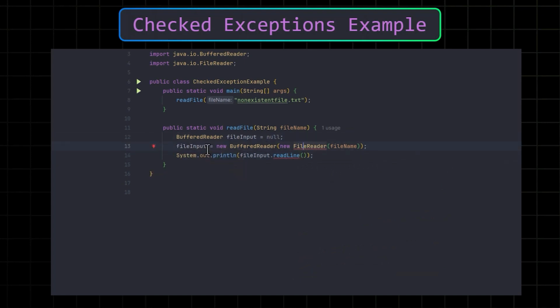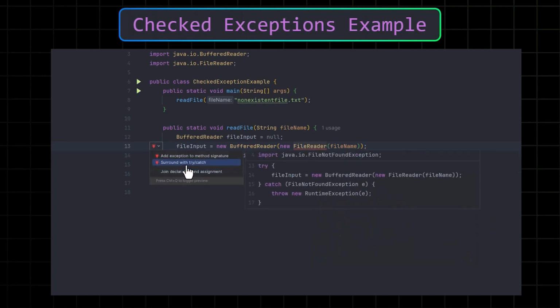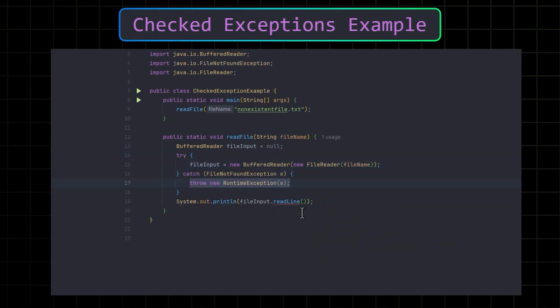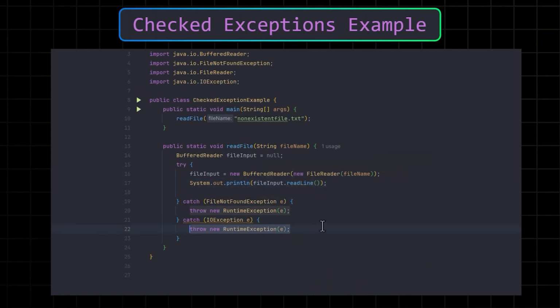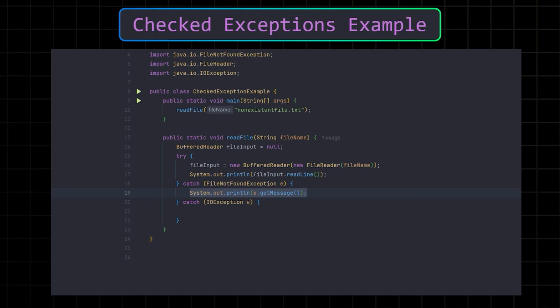So first let's try to handle the file not found exception. So we can just surround with try catch, and let's also put this line inside the try block, and this now throws the IO exception. So let's try to also add a catch block for the IO exception, and let's also try to log the message of these two exceptions. So there you have it. We are now catching both the exceptions and the code is compiling properly.